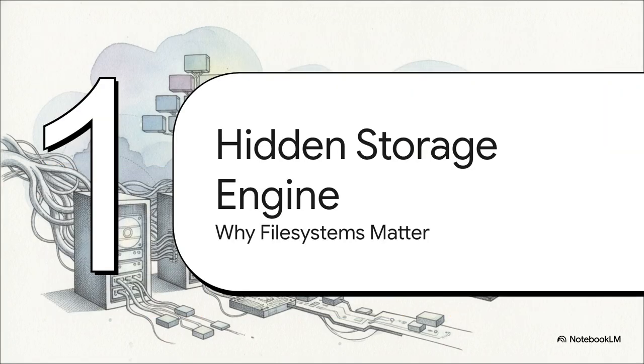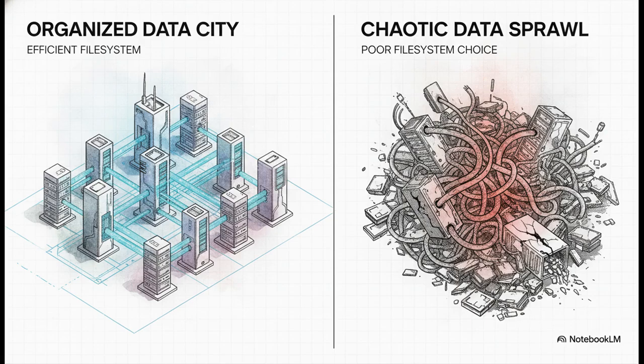Section 1, the hidden storage engine and why file systems matter way more than you think. You know, most of us spend our time tweaking the hypervisor, right? CPU scheduling, memory ballooning, network configurations, that stuff gets all the glory. But underneath all that, the file system is doing the grueling, relentless work of managing your virtual disks, configuration files, and memory snapshots. Think of the file system as the city planner of your storage.